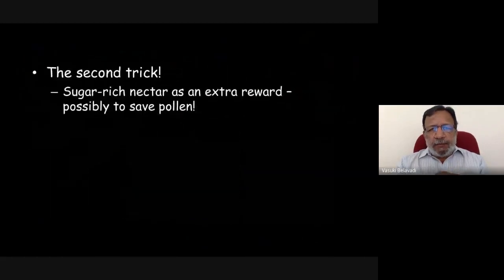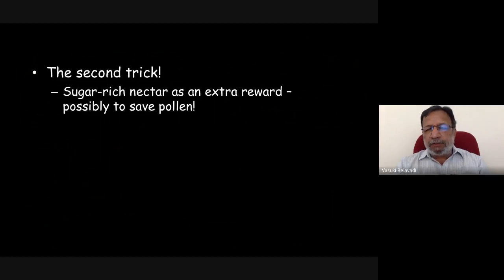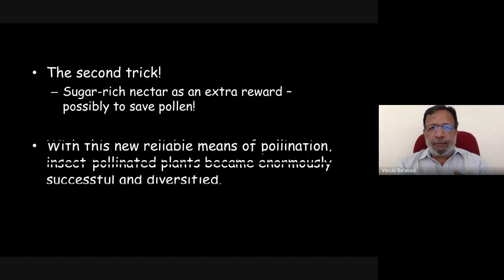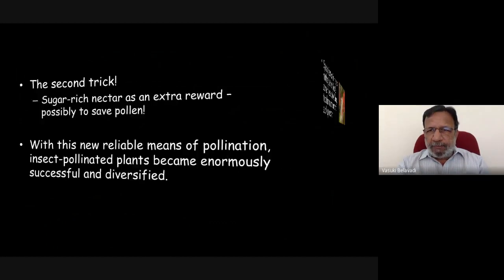The second trick that the plants adopted was offering sugar-rich nectar as an extra reward, possibly to save pollen. Again, because the insects were feeding on a large amount of pollen, the nectar actually came out as an accidental discovery in plants. So with a new reliable means of pollination, insect-pollinated plants became enormously successful and diversified.